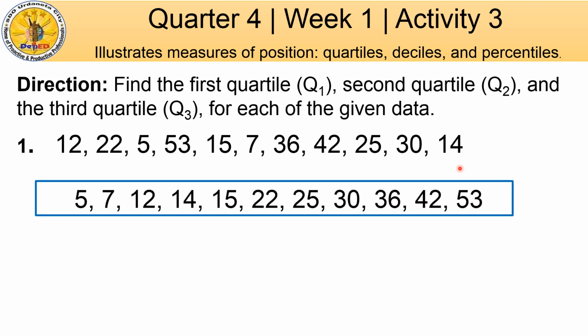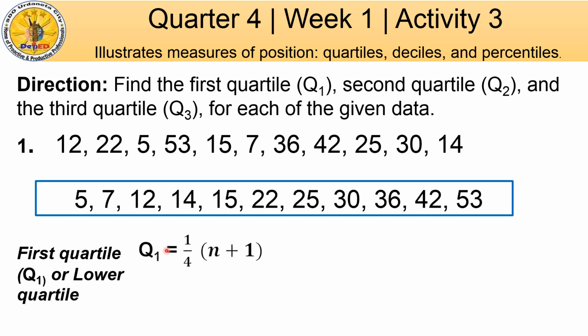First is to arrange the given data in ascending order, from least to greatest, starting from 5 to 53. After arranging the data, we are now able to solve for the value of the first quartile, the Q1, also known as the lower quartile.